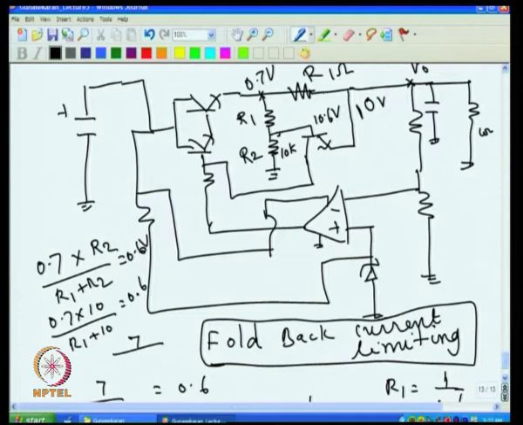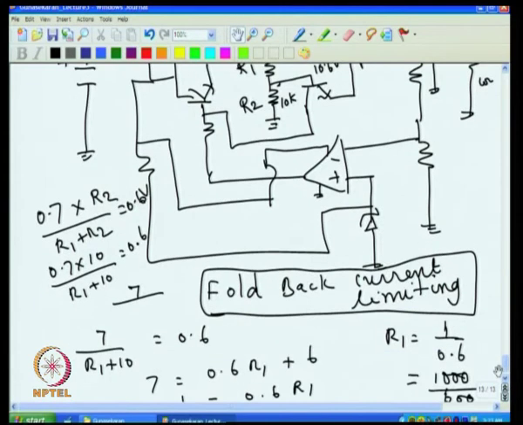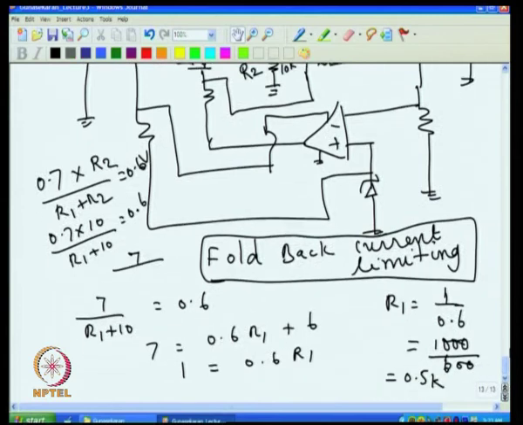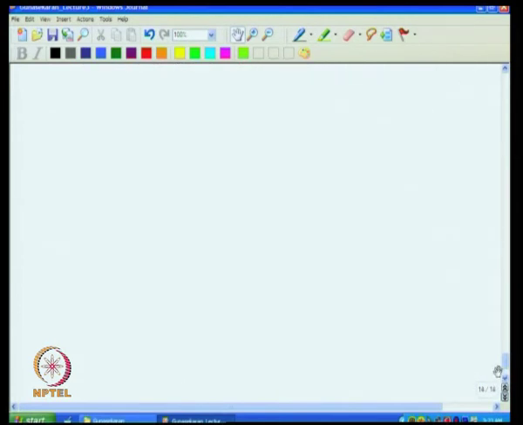If this point I have to go to 10.6, I know that this has to be more than 10.6. Now, what is the voltage required at this point? If this is 10.6 and that is across 10K, then what is the voltage across the other resistance? Now, we can go to the next page and see.